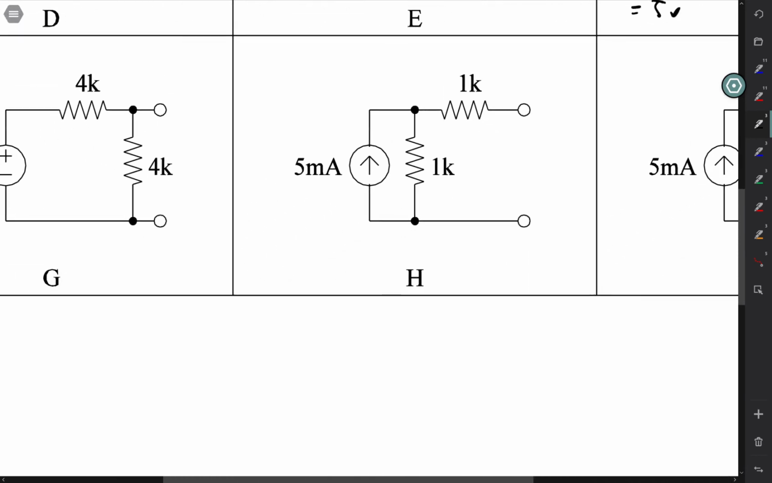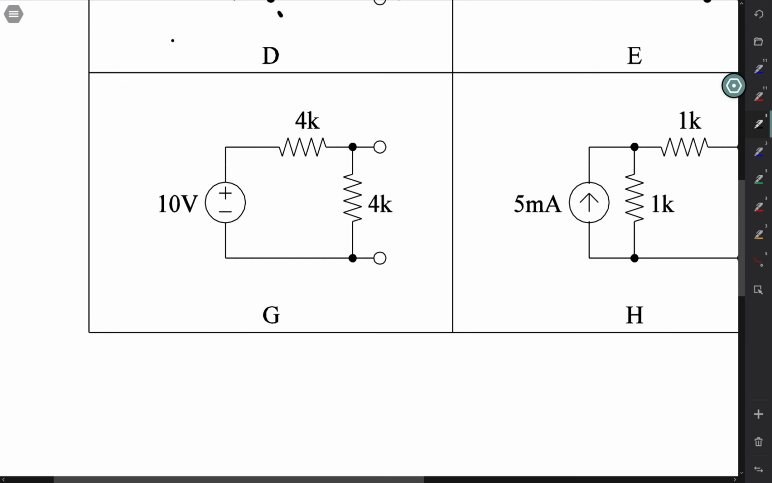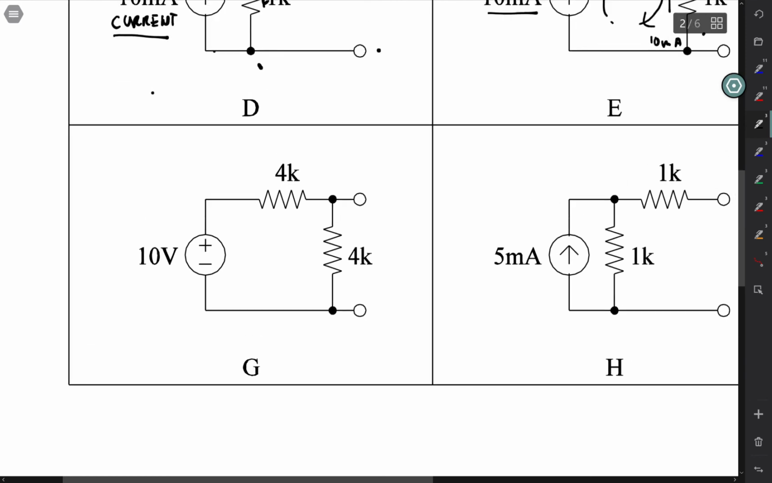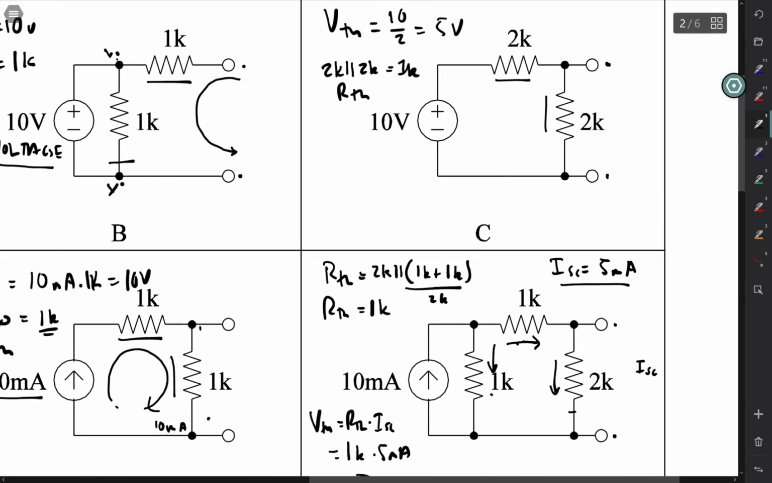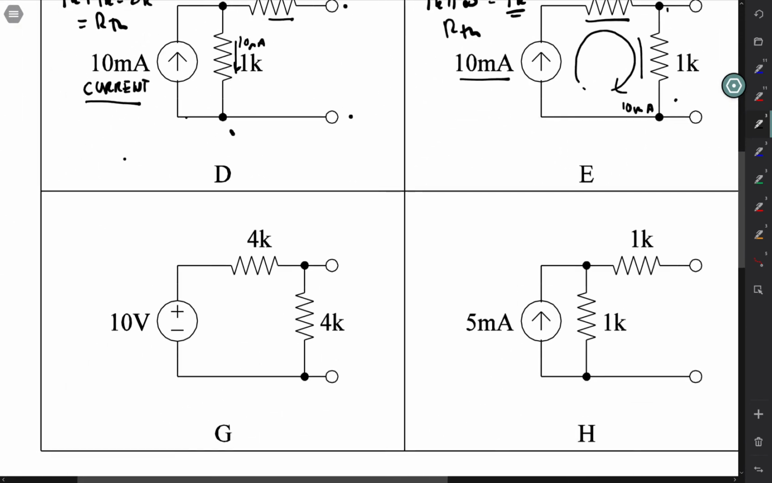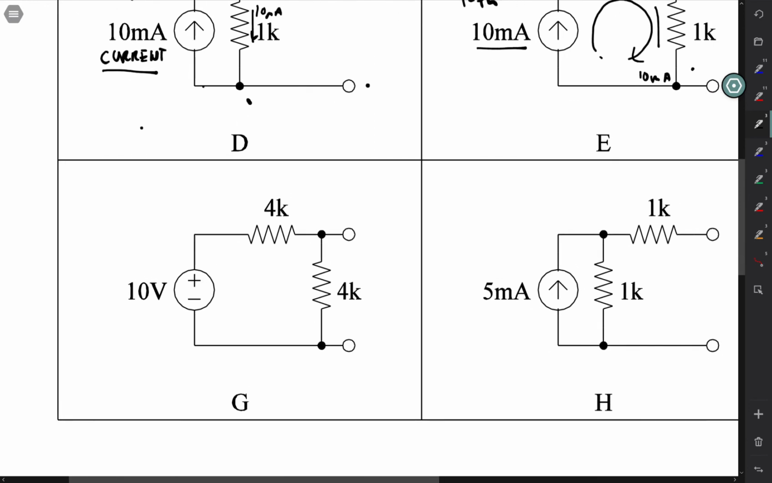That's the trickiest one of the bunch. 10 volts and two 4Ks. This is basically the same as another one that we've seen, except now I've got 4Ks instead of 2Ks. So I have that the Thevenin voltage is basically just 5 volts as it was before because I have two resistors that are the same. But the Thevenin resistance is going to be 4K in parallel with 4K, and that is 2K.